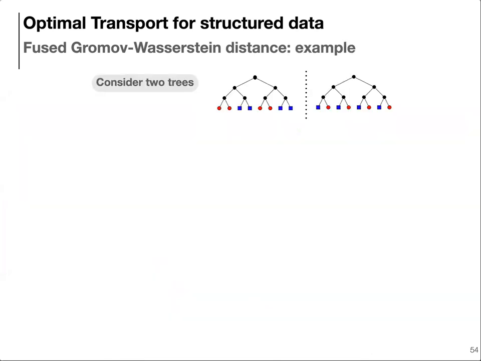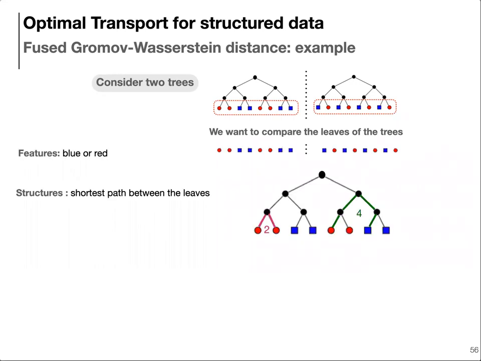But let me give you an example to fully understand this. Now my graphs are two trees, and those trees have leaf nodes, and those leaf nodes are colored elements. You can see that the structure of the two trees is basically the same, but there's still a small difference: in the end we have either a couple of red and blue samples, or in the second tree we have blue red and blue red. So the structure of the trees is the same, but we want to find a distance that is able to discriminate, to say that those two trees are not exactly the same.